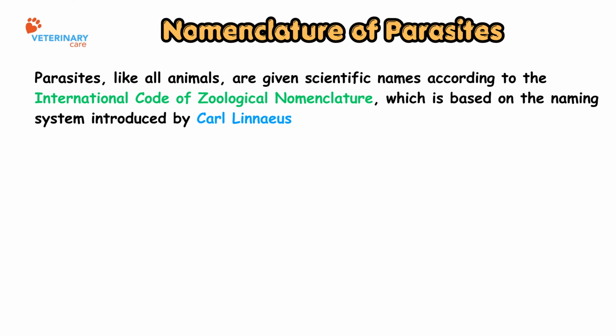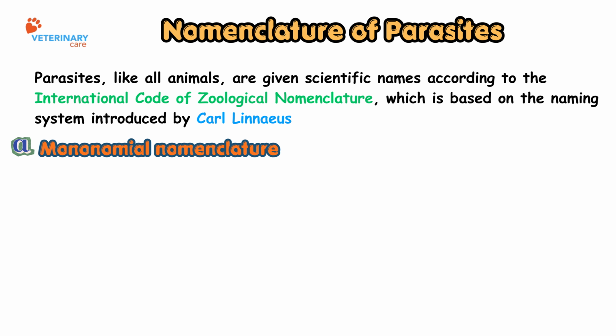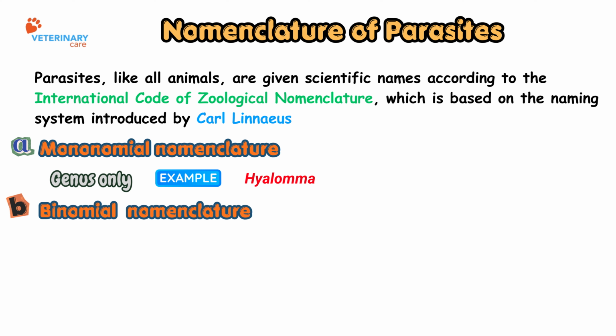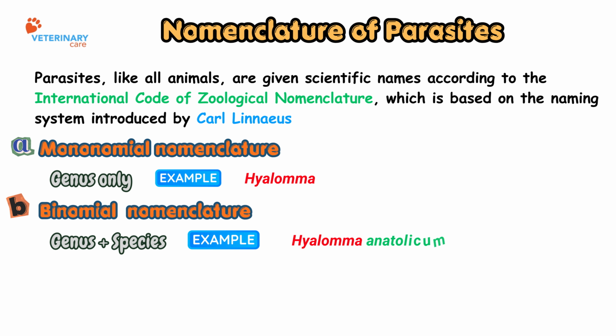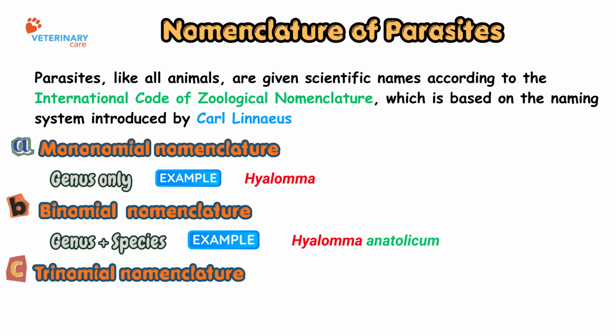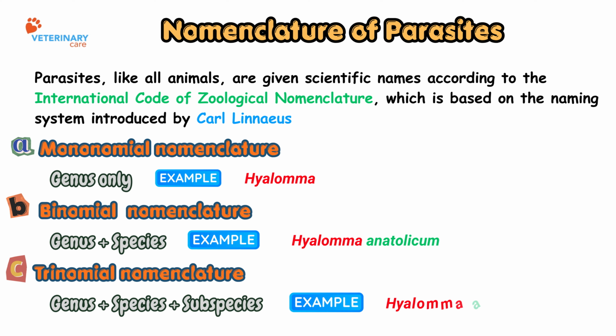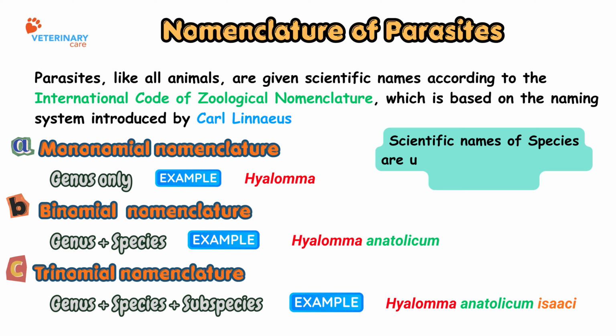There are three types of nomenclature. Mononomial nomenclature uses one name and refers to the genus only, for example Hyalomma. Binomial nomenclature uses two names, genus plus species, for example Hyalomma anatolicum. Trinomial nomenclature uses three names, genus plus species plus subspecies, for example Hyalomma anatolicum isaaci. Scientific names of species are usually written in Latin or Latinized form.